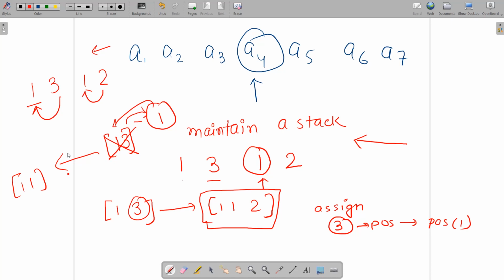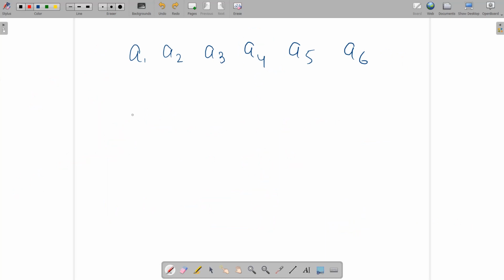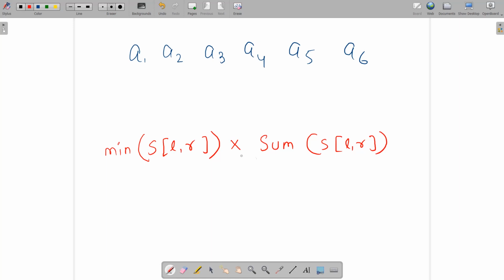Now let's talk about how we are going to do this. For every subarray we need to find the minimum of the subarray in the range L to R multiplied by the sum of the subarray in the range L to R. Now you can see for every subarray this minimum element changes, so it gives us the idea: why not fix this minimum element and compute the length of the subarrays that are required, that is, the subarrays that cover this minimum element.